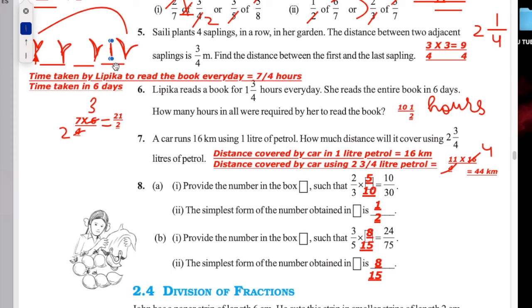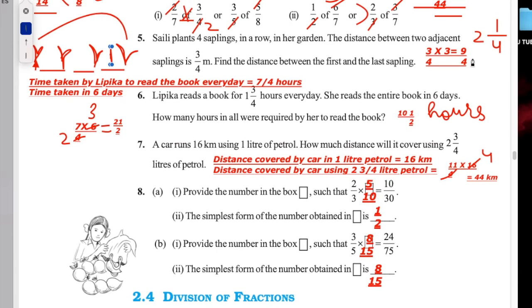So 3 times 3 by 4, 3 multiply 3 by 4. So you will get 9 by 4. But 9 by 4 is an improper fraction, so you will convert it into a mixed fraction. So you will get 2 1 by 4 meter. So the distance between the first and the last sapling will be 2 and 1 by 4 meter.